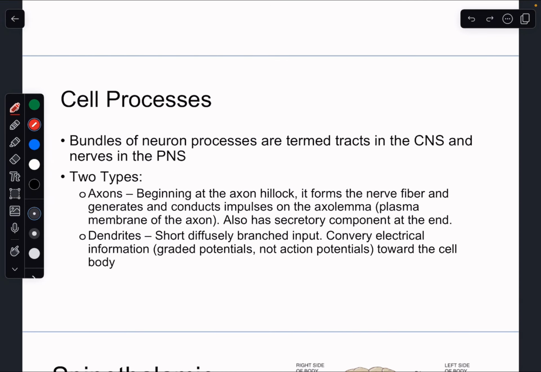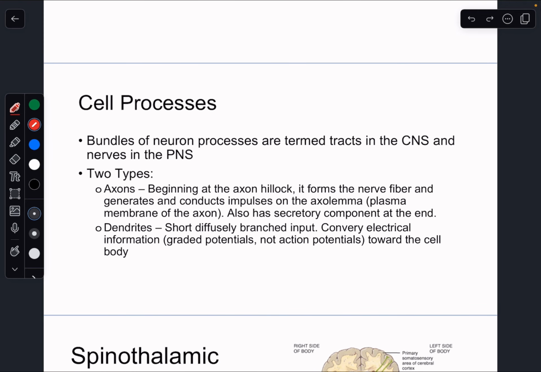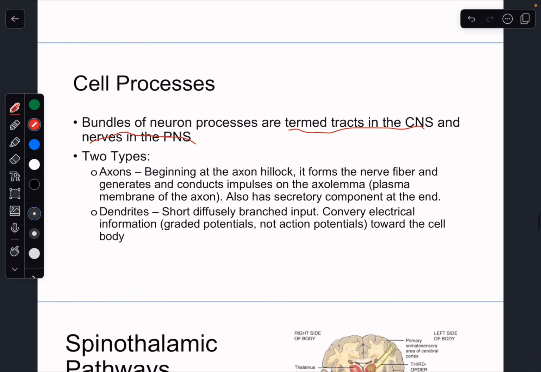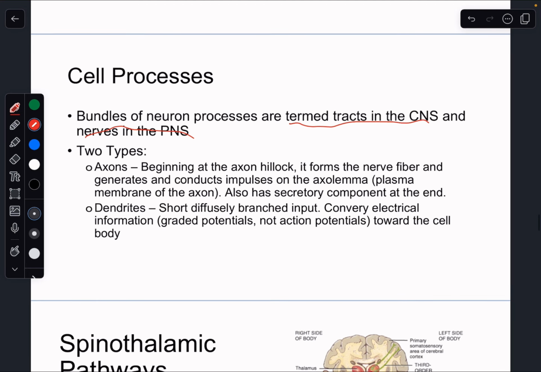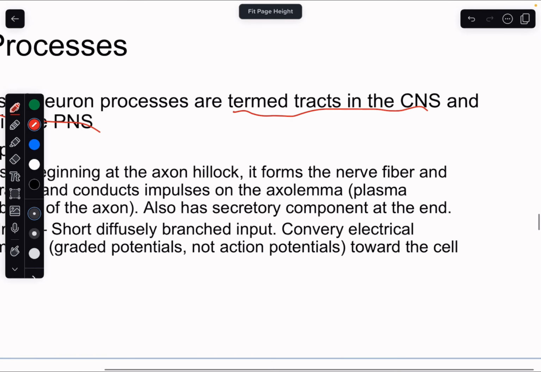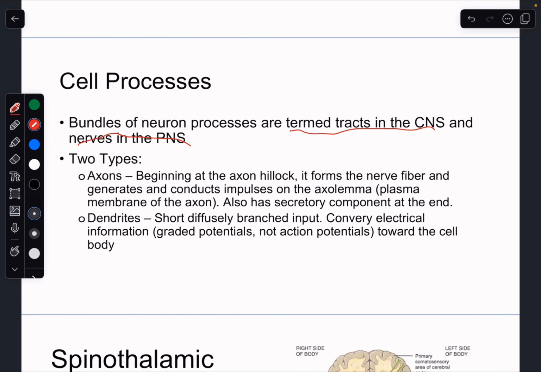So the bundles of neuron processes are termed tracts in the central nervous system and nerves in the peripheral nervous system. There are two types, which we went over: the axon and dendrites. Going over this again, the axon, beginning at the hillock, forms the nerve fiber and generates and conducts impulses on the axolemma. It also has a secretory component at the end, the axon terminal, the little ball, which has neurotransmitters.